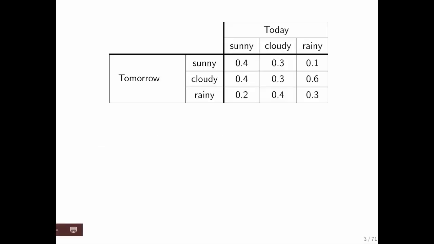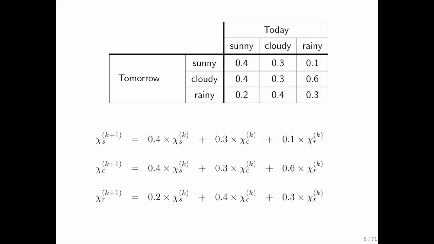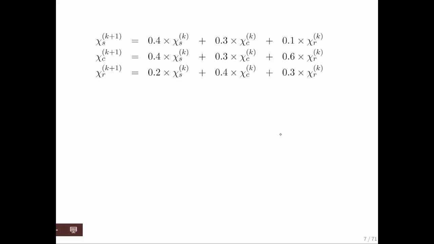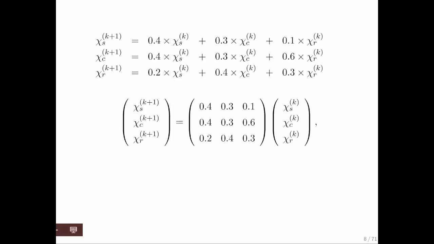Now we took that table and we used it to create 3 equations that told us how to compute the different probabilities for day k plus 1 from the probability of different kinds of weather on day k. So here we have those 3 equations. And what we saw then was that we could set this up as a matrix vector multiply to get from the state on day k to the state on day k plus 1.